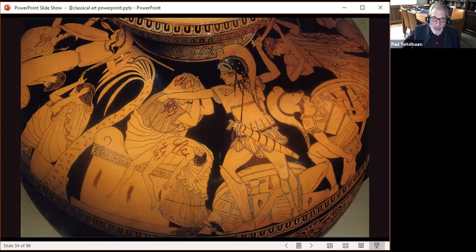You see the Trojans fighting back. So you see a Greek who's kind of been beaten to his knees, and then above him is a Trojan who's hitting him with a table leg. Right? He's not armed. He's wearing his normal clothing, and he's picked up a leg of a piece of furniture, and he's fighting back against the Greeks.